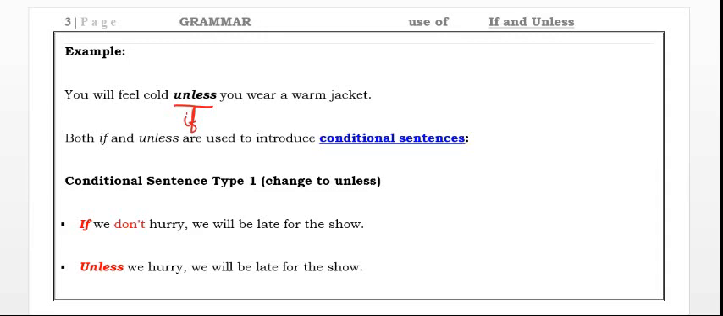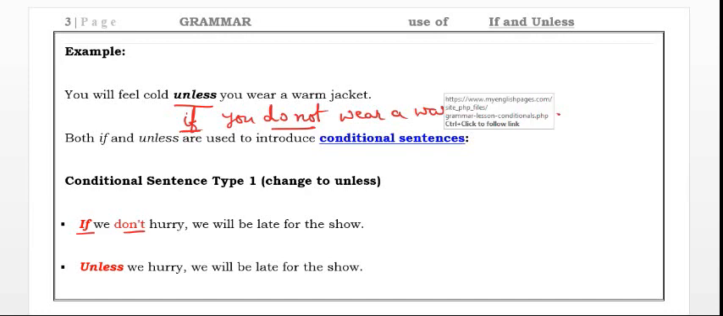You will feel cold if you do not wear a warm jacket. So this is what the meaning says, that is if and not. So unless itself is a negative word, or it tells us about the negation. The conditional sentences, the type 1, it says if and not.